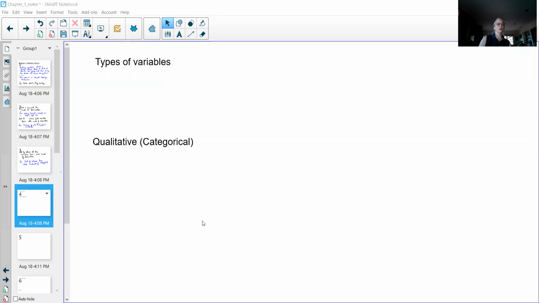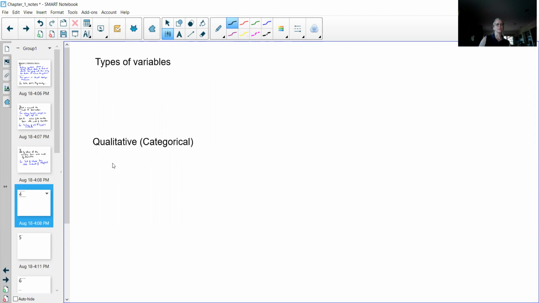So I want to talk a little bit more about the basics of statistics. We talked a little bit about what a variable is, and we're going to do a little bit more with variables. There are different types of variables. Remember, the variable is what you're measuring, what quantity or attribute you're measuring off of the unit of observation. And there's two different types of variables.